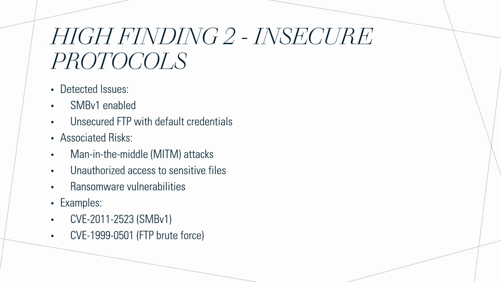Insecure protocols were another significant issue. SMBv1, an outdated protocol, was enabled on the server. This protocol has been linked to ransomware attacks like WannaCry. Additionally, the FTP service uses default credentials, which are easily exploited in brute force attacks, as noted in CVE-1999-0501. These misconfigurations greatly increase the service attack surface.